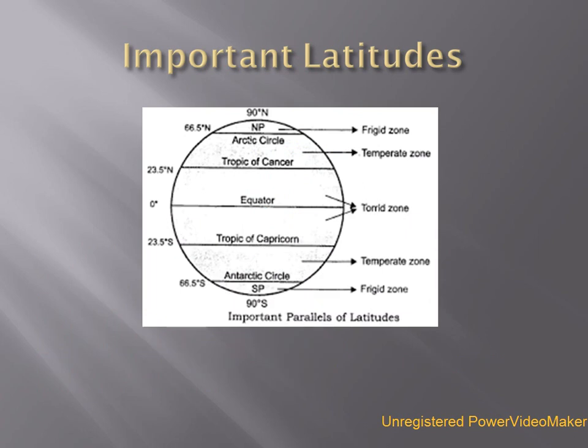Important latitudes. There are some important latitudes. Equator at 0 degree, Tropic of Cancer at 23.5 degree north, Arctic Circle 66.5 degree north. Now, Tropic of Capricorn is at 23.5 degree south, Antarctic Circle 66.5 degree south.